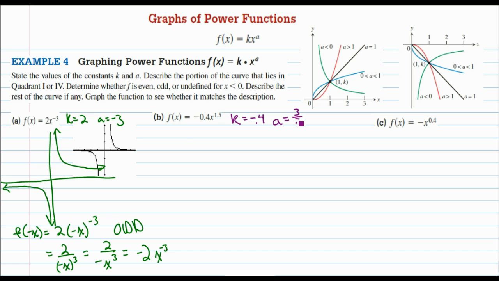As a matter of fact, I'm going to write this function differently. I'm going to write this as negative 0.4, and then instead of x to the 3/2, I know that means negative 0.4 times the square root of x cubed. So that would be like there was a little 2 there with the square root. The denominator of your exponent is the root. The numerator of your exponent is the power.